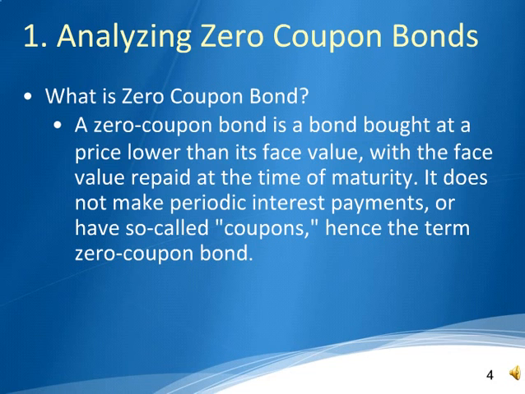Now let's talk about what a zero coupon bond is. By definition, a zero coupon bond is a bond bought at a price lower than its face value, with the face value repaid at the time of maturity. It does not make periodic interest payments or have so-called coupons, hence the term zero coupon bond.